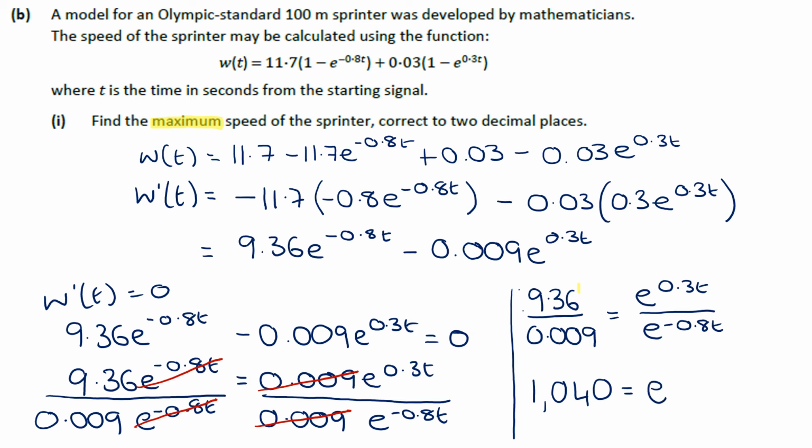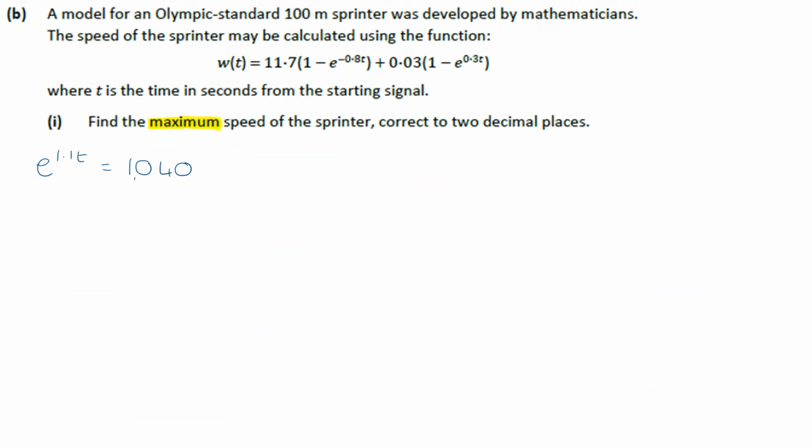But when we take away a negative, just be careful with your signs here. We have a minus 0.8t, which will simplify down into 1.1t because we'll end up adding the 0.8t. So this is the equation I'm working with. e to the power of 1.1t is equal to 1040.